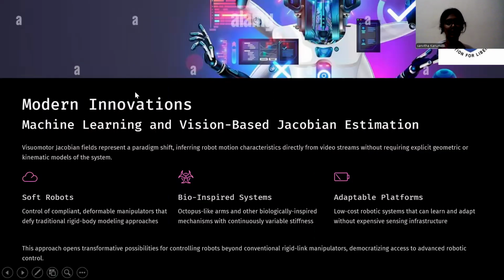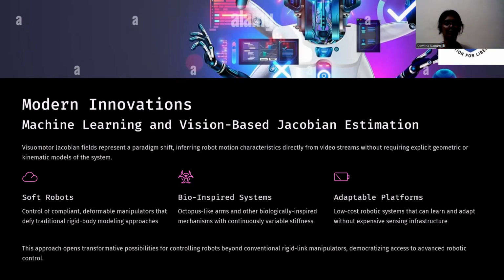Modern innovations: machine learning and vision-based Jacobian estimation. Visuomotor Jacobian fields represent a paradigm shift, inferring robot motion characteristics directly from video streams without requiring explicit geometric or kinematic models of the system.